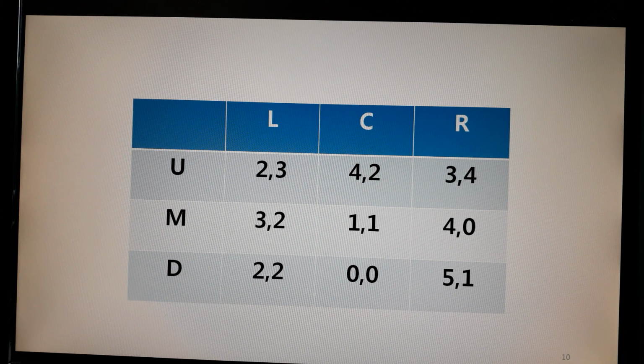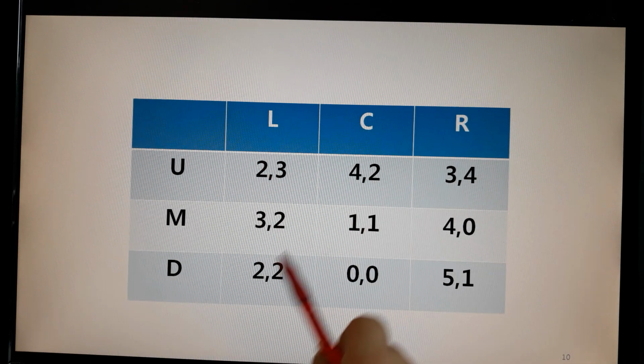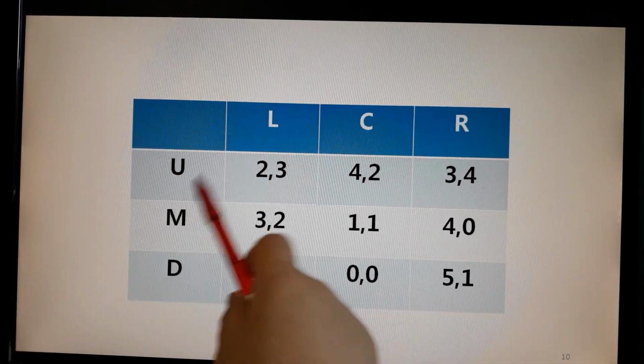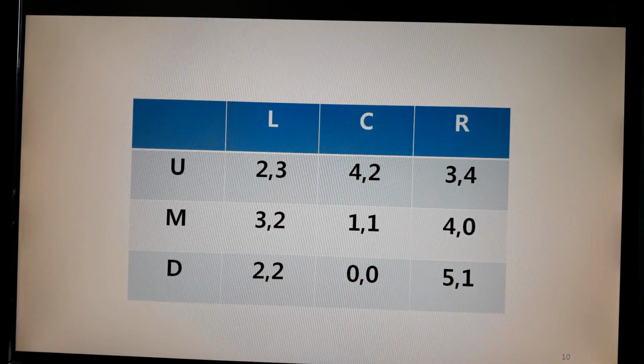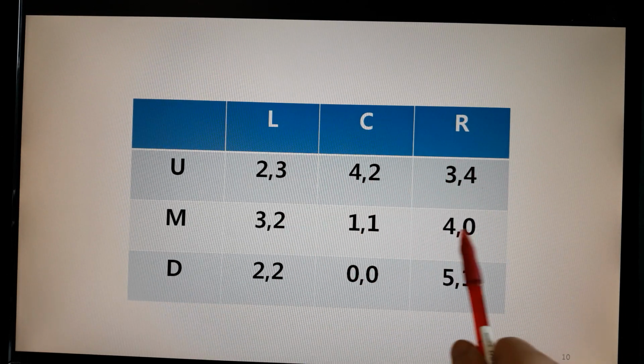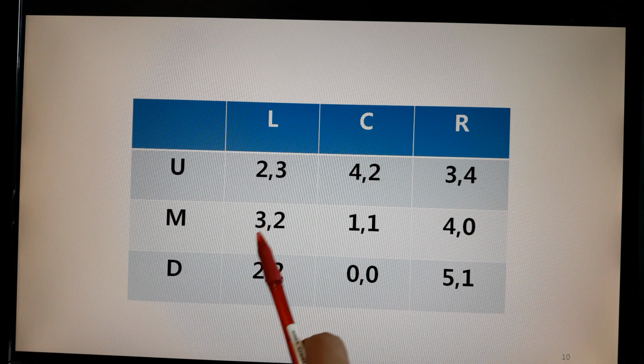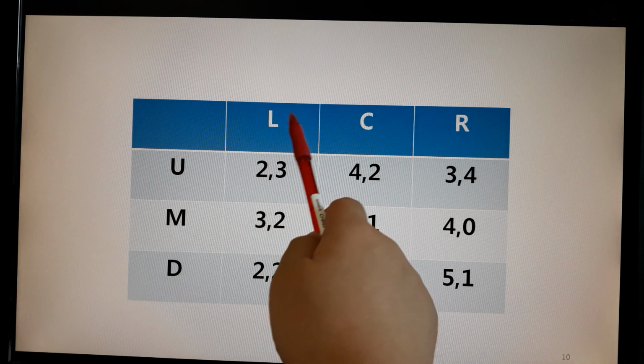But if you play this with your younger brother, younger sister, older brother, or friends, I encourage you to do that. Probably you will get around here. The second most is UL, but probably the most is ML. This is what game theorists like me would predict. Out of these 9 possibilities, I would predict that if you play with your friend or let your friends play each other, they would very likely end up choosing M, middle, and L, left.